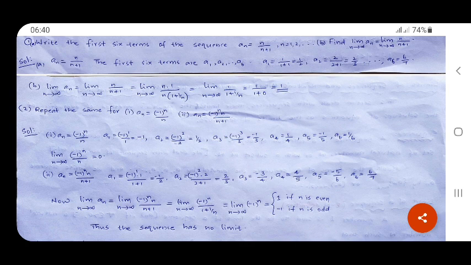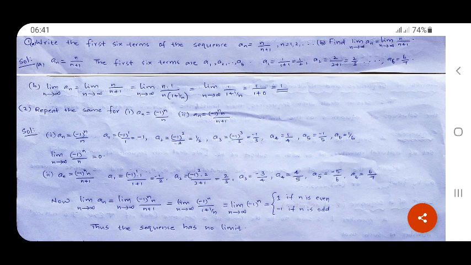So note that this minus 1 raised to n is nothing but 1 when n is even and minus 1 when n is odd. So the limit of minus 1 raised to n is 1 when n is even and minus 1 when n is odd. That means if it converges, it converges to 1 if you go through the even integers, and to minus 1 if you go through the odd integers.